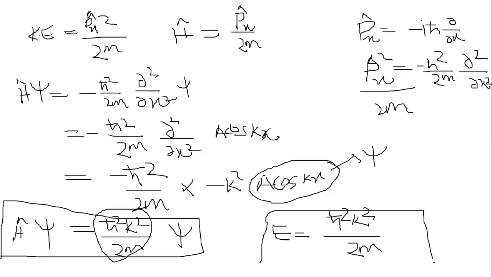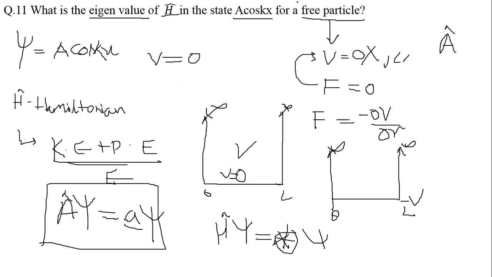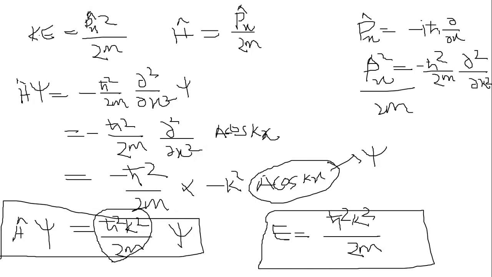So this is the eigenvalue, or we can say the energy eigenvalue. This is the eigenvalue of the Hamiltonian operator in a state of a cos kx for a free particle. Generally, here we have taken V equal to 0 for a free particle. So what we got here is that the eigenvalue of the Hamiltonian operator is h cross square k square by 2m.